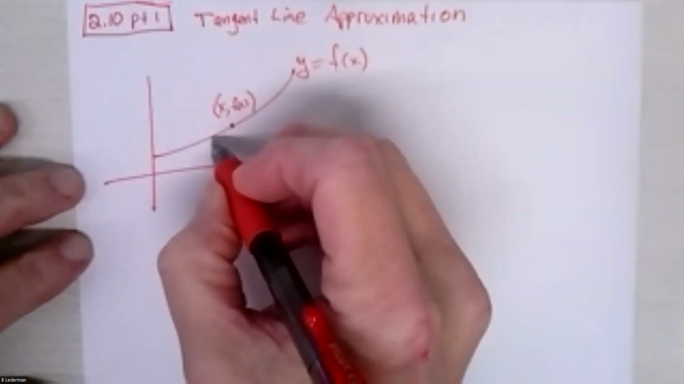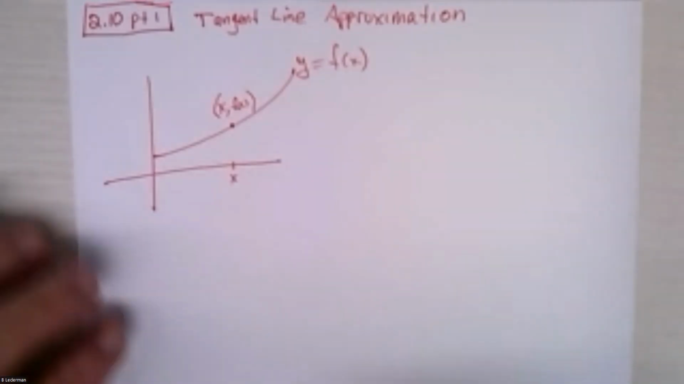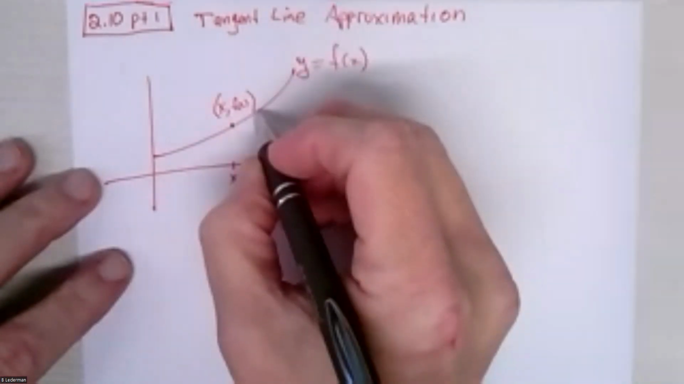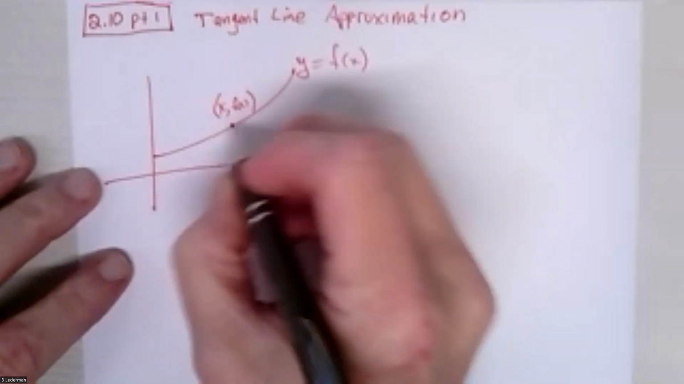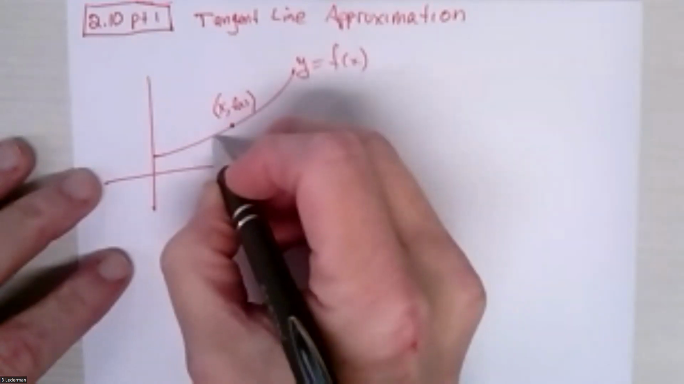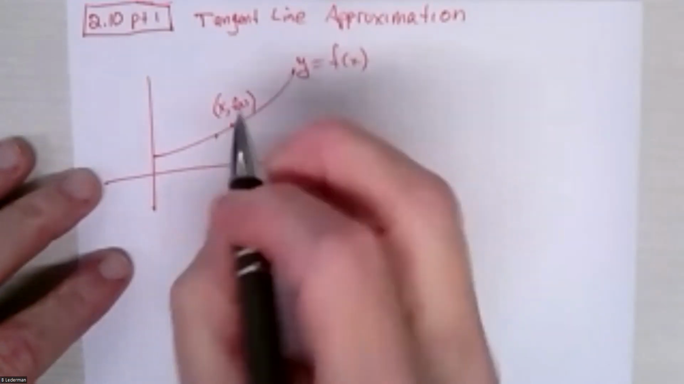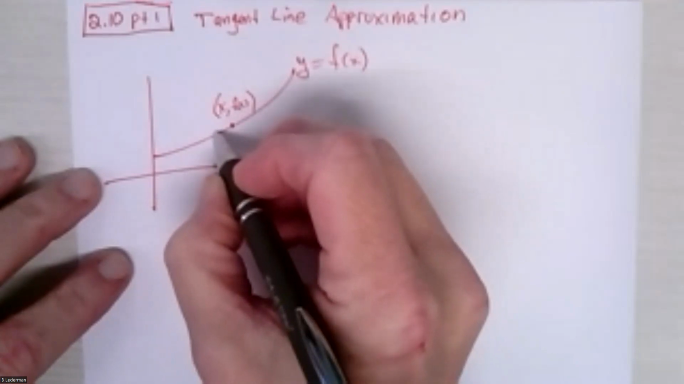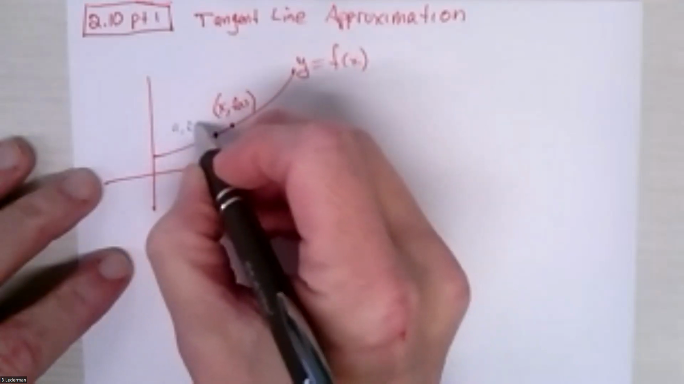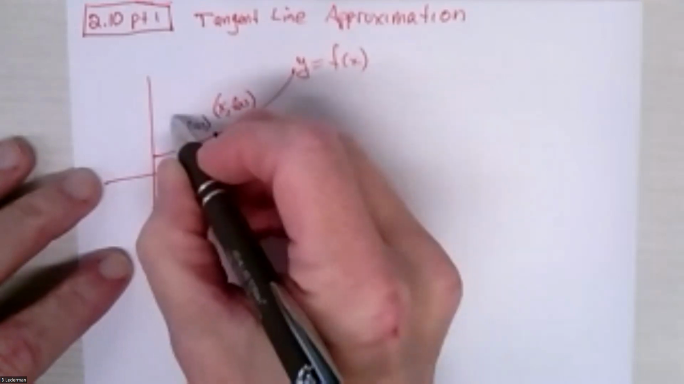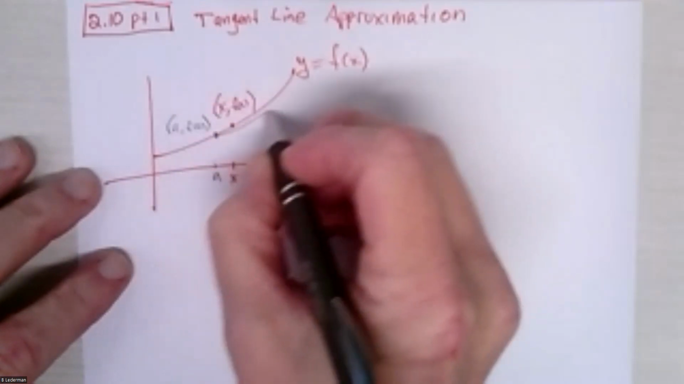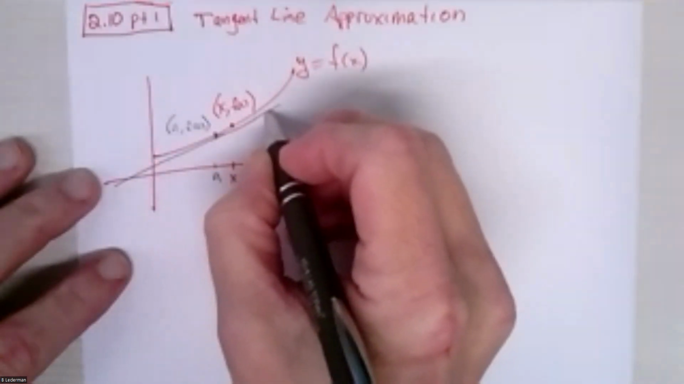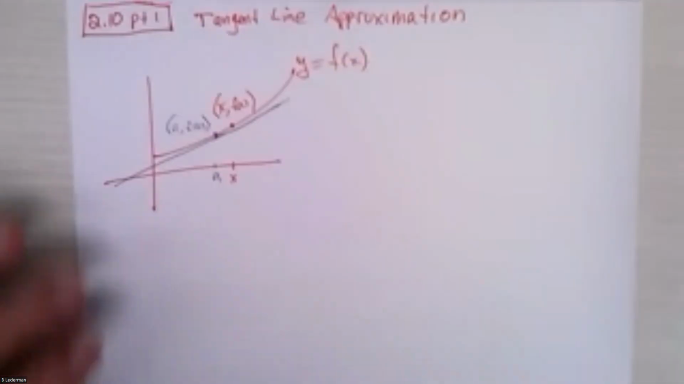Well, let's say I have a point A, which is nearby. Always better drawing these things. And I'm going to call this point A. So this point over here is A comma f of A. And I draw a tangent to the curve. This is supposed to be a perfectly straight line. See how great my lines are.